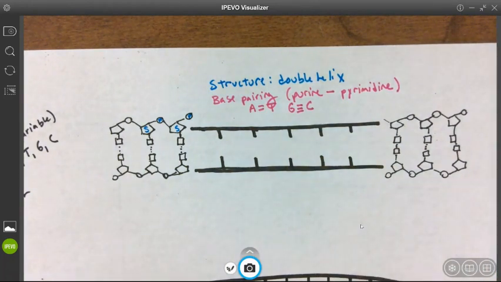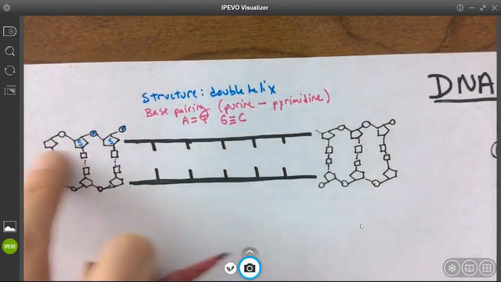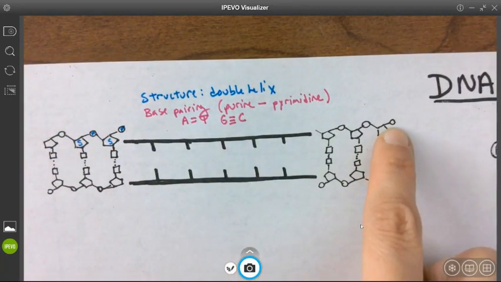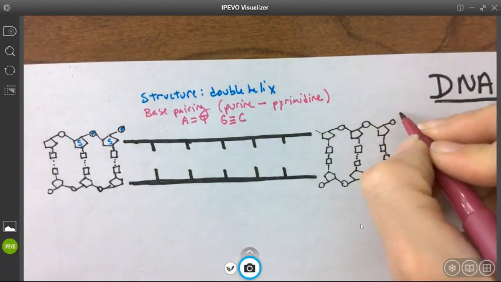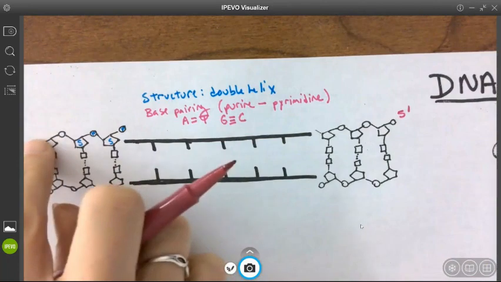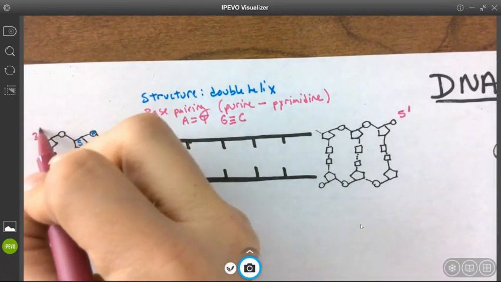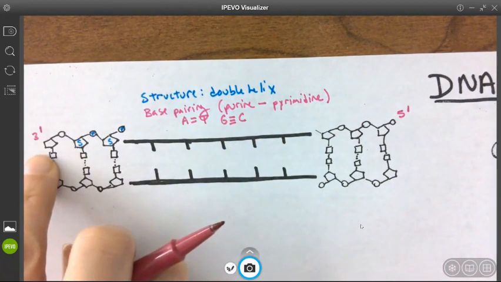And again, we can talk about the directionality of the DNA. On this strand of the DNA, we'll see a sugar with a phosphate attached to it. So that's carbon 1, 2, 3, 4, 5, carbon 5. So this is the 5' end of this DNA strand. If we go all the way to the end, we'll see the 3' carbon sticking out. So this is the 3' end of this DNA strand.